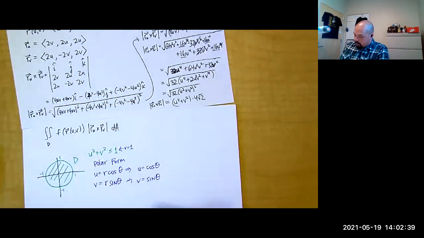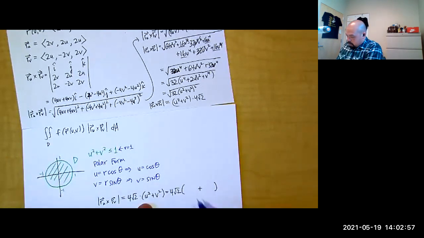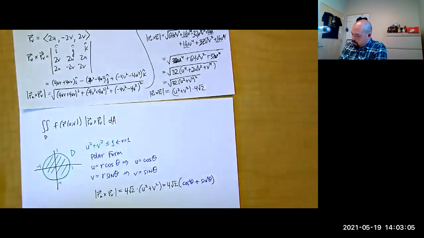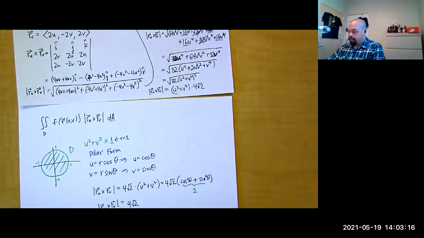So when we start to look at that cross product magnitude, let me sneak that forward to up front, but we had that u squared plus v squared. That's going to turn into cosine squared theta plus sine squared theta, which of course is 1, Pythagorean identity. So in this case, that magnitude is just that constant 4 root 2.